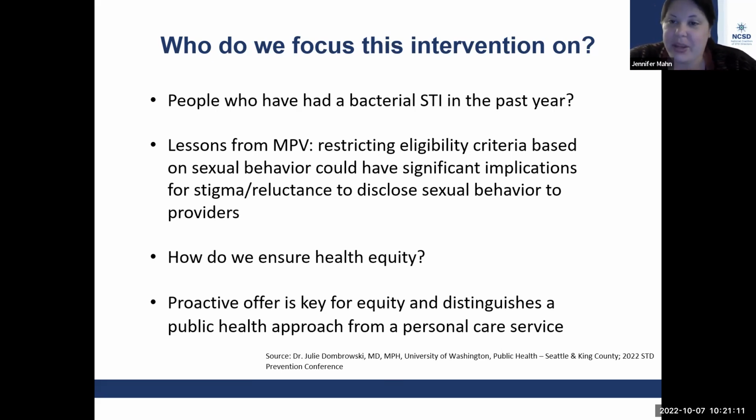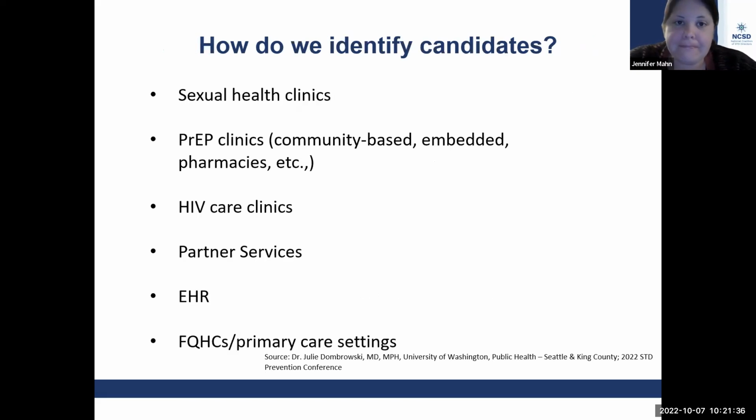And Dr. Dombrowski said something that really pinged me, and I wrote it down. Proactive offer of Doxy Prep, or Doxy PEP, was her specific angle, is key for equity and distinguishes a public health approach from a personal care service. Right? Equity has to be at the forefront of anything that we do if it is at a health department or sexual health clinic. So how do we identify candidates, right?